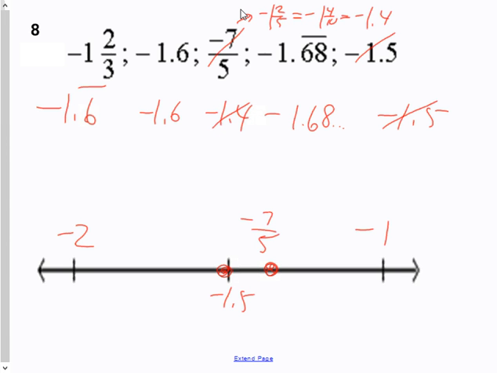1.6 will go here, which is negative 1.6. That's done. Negative 1.6 repeating will go here, or negative 1 2/3. That's done. And finally, your last one, negative 1.68. I'll just put it here to save space. Negative 1.68 repeating. And that is your answer, placing all of those on a number line.